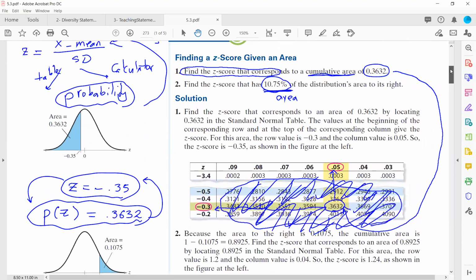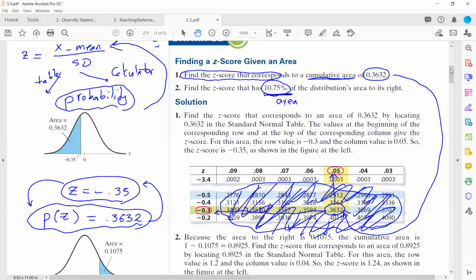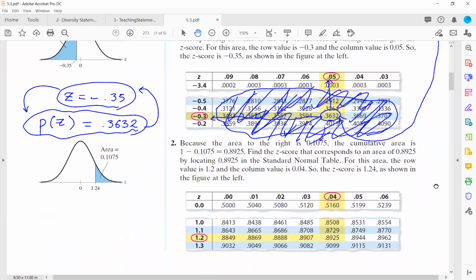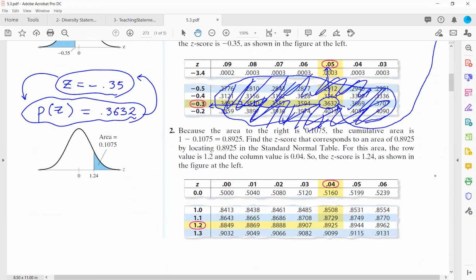Okay, so take a look at the question one more time. It says the area to the right-hand side. Remember that your table has all the information about the area on the left-hand side. Question 2 says it's the area on the right-hand side. Since you have your probability, you have to do a little bit of algebra. 100% minus 10.75% is almost 89%.